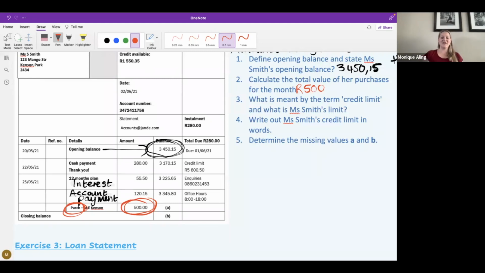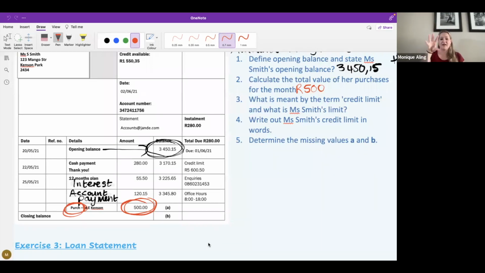Then the next question, what is meant by the term credit limit? Does that ring any bells? We did that earlier. And what is Ms. Smith's credit limit? Okay, so it's a two-part question. They're asking for two things here, a definition and a value. Ma'am, what is the cash payment for? Cash payment means she's paid that into her account.